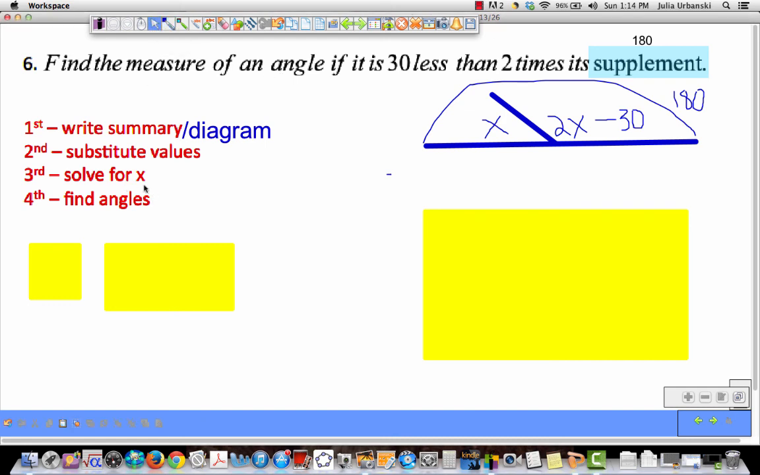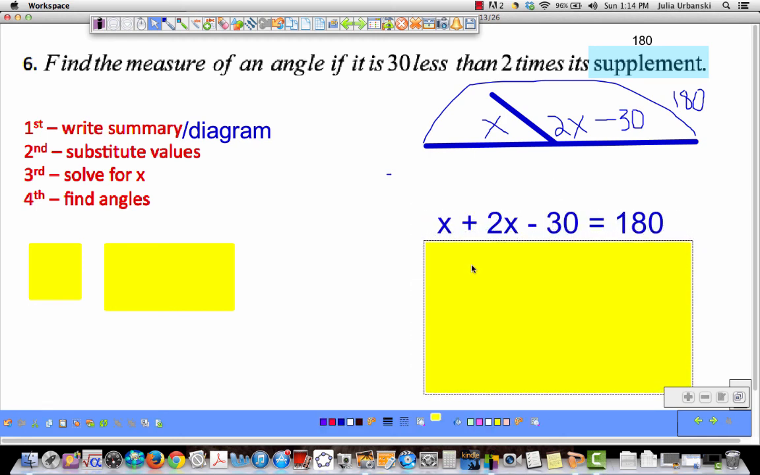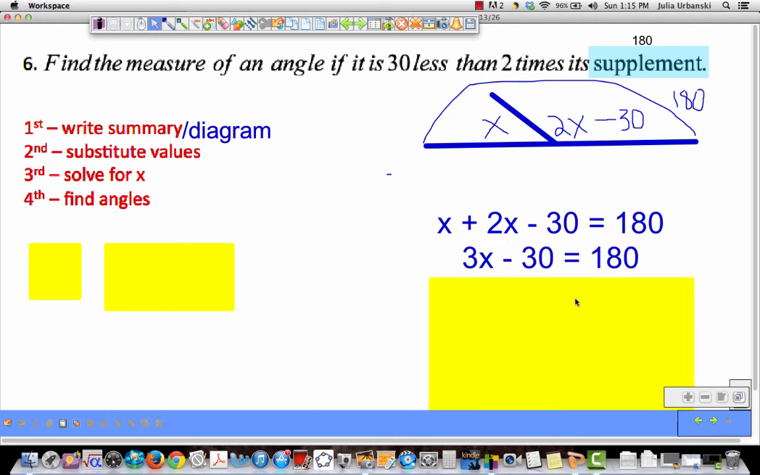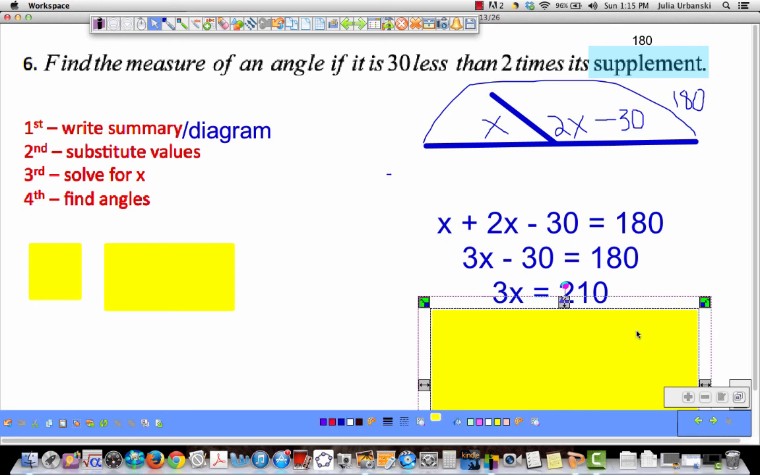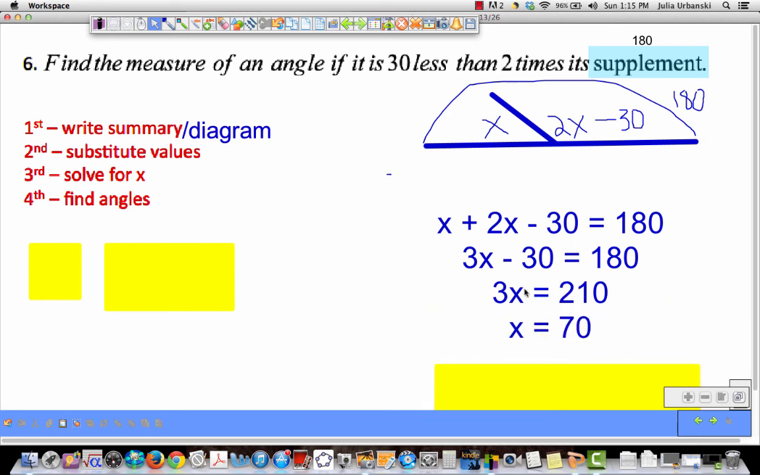Now we're going to set up an equation and solve it for x. X plus the other angle, 2x minus 30, together makes 180 degrees. We're solving it. You have 2x and x make 3x. You add 30 to both sides. You get 210. And you divide both sides by 3, you get 70. Pause anytime you need to so you can copy that down.